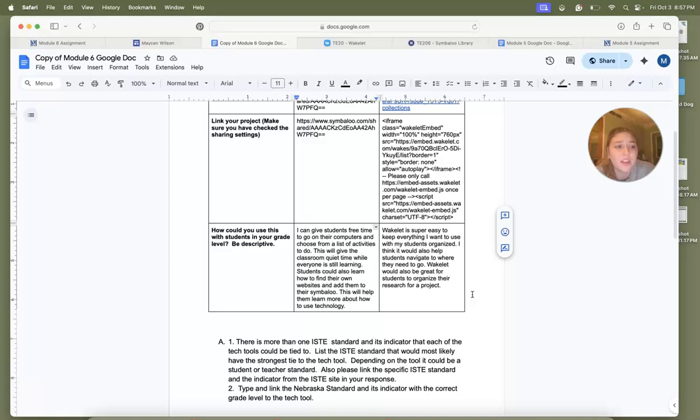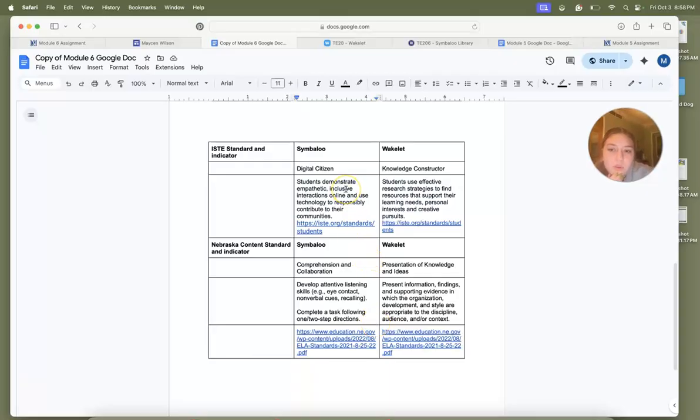I also think Wakelet would be really, really great for students to organize their research. If they were doing a research project or had to look up a bunch of websites and all that sort of stuff, they can put it all in Wakelet and make sections, and it would be great.